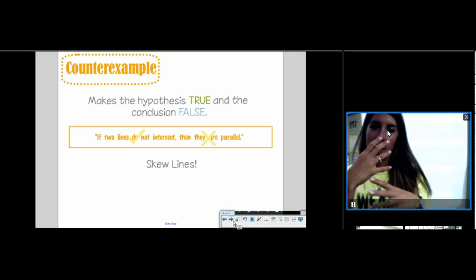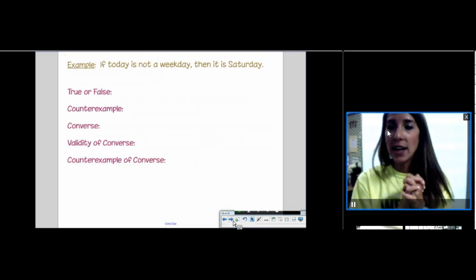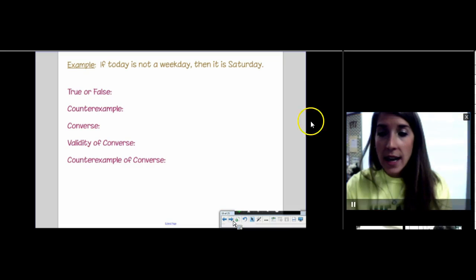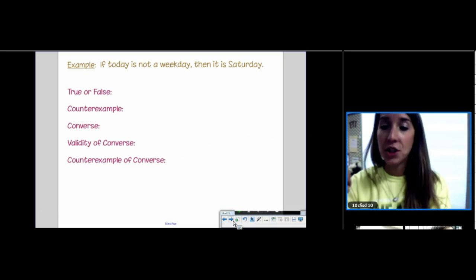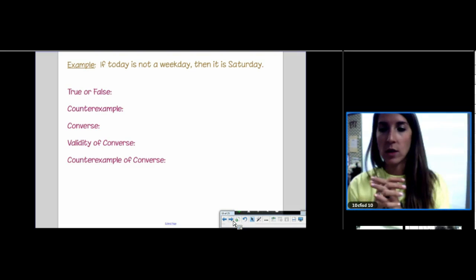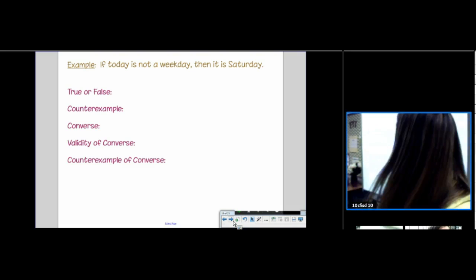Let's see if we can put all of this together. Just watch, or you may write this in your notes if you would like. Can I draw a picture of skew lines? As your counterexample, yes, you could, but I would rather you write the word skew lines. Thank you for asking.